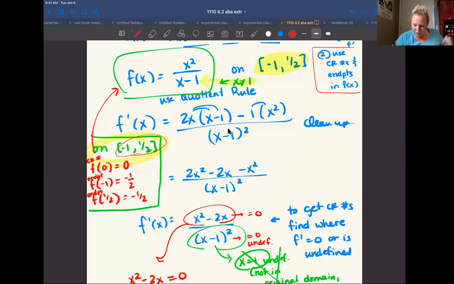So we only really have 2 output values. 0 is the highest, so it's your max, and -1/2, even though it's there twice, that's your minimum. So if it asked you for the absolute minimum, you would say -1/2, and if it asked you for the absolute maximum, you would just say 0. Okay. All of those other critical numbers were not used for this particular example.